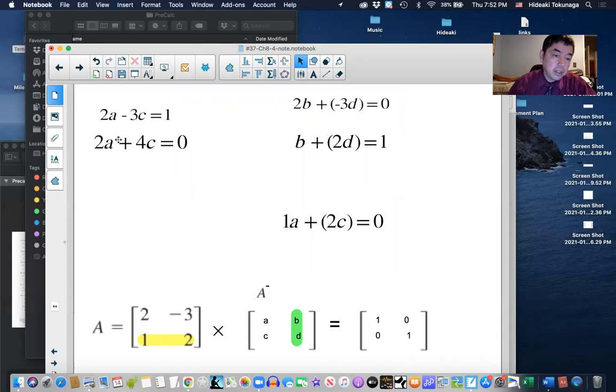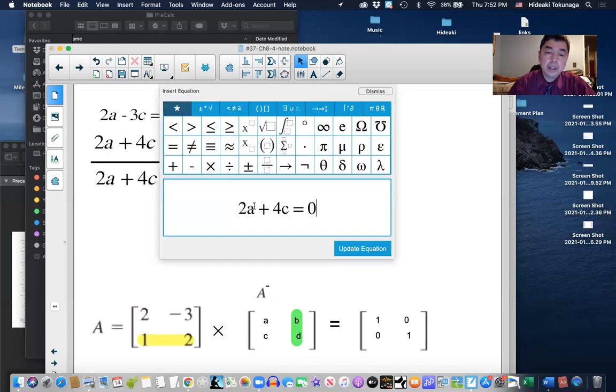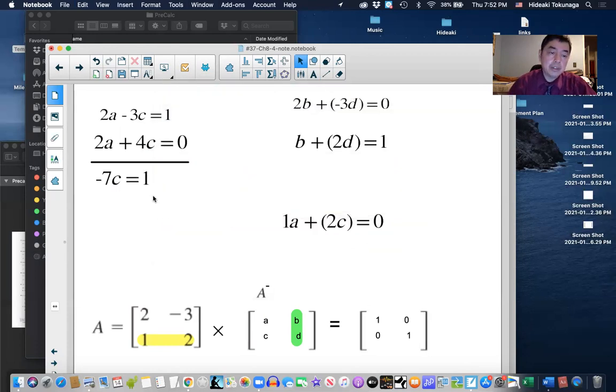Now, what do you see? If you subtract from here to here, from up and down, so 2A minus 2A is 0, so they cancel out. Negative 3C minus 4C is negative 7C equal 1. 1 minus 0 is 1. So I write down here. This one cancels. And this becomes negative 7C. And this becomes 1. Now you see the picture?